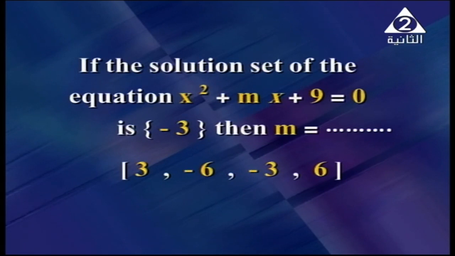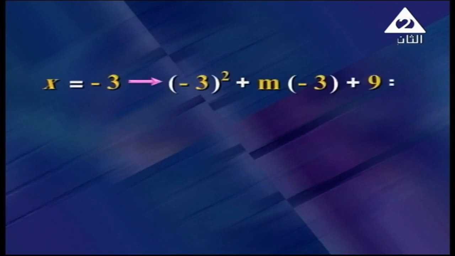What is meant by the solution set of the equation? It means that when we substitute the value of x as negative 3, it will give an answer equal to 0, as shown in front of you. So we are going to substitute x equals negative 3. So it is negative 3 to the power of 2 plus m times negative 3 plus 9 equals 0.